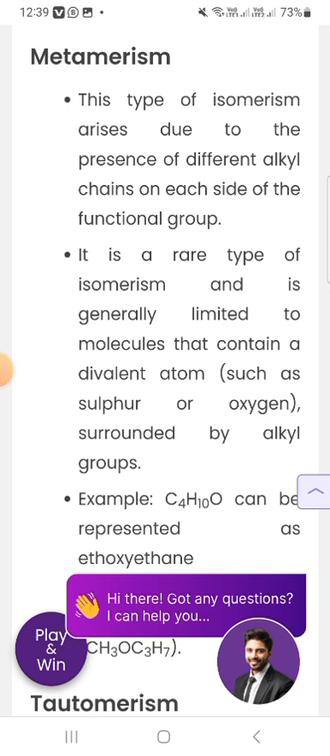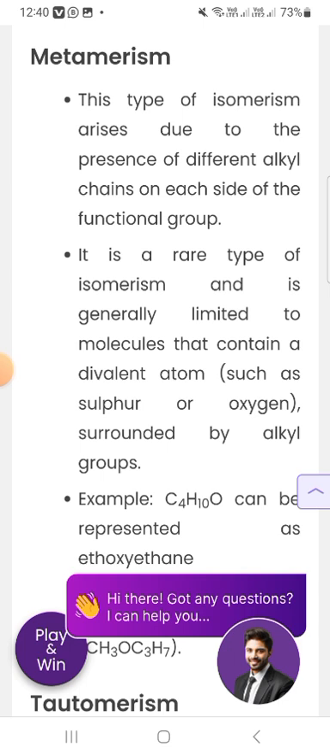as ethers. Metamerism is that type of isomerism that arises due to the presence of different alkyl chains on each side of the functional group. It is a rare type of isomerism and is generally limited to the molecules that contain a divalent atom such as sulfur or oxygen surrounded by alkyl groups.